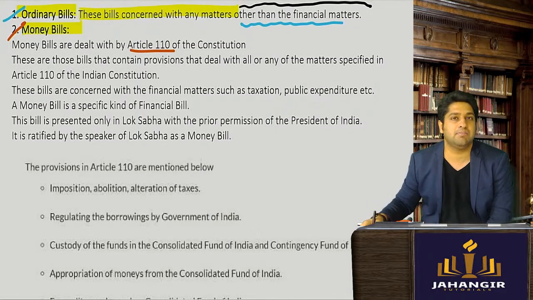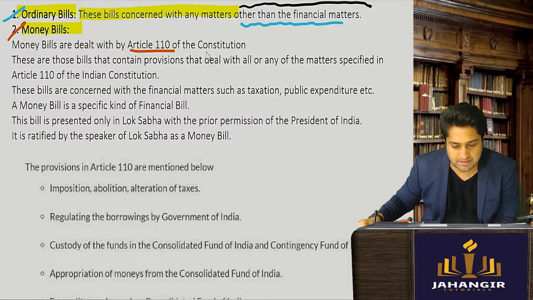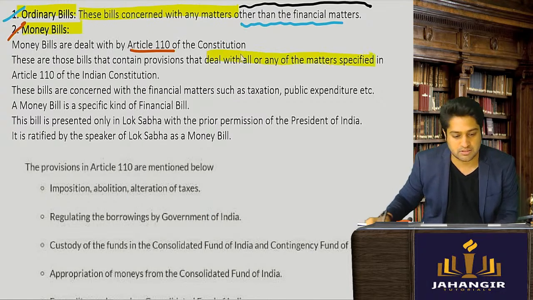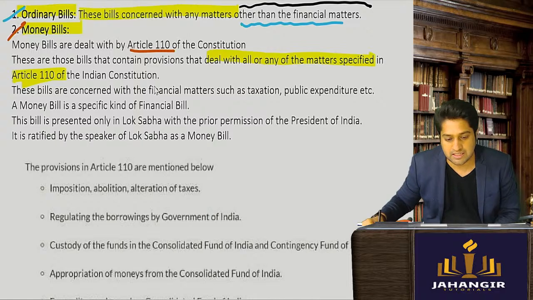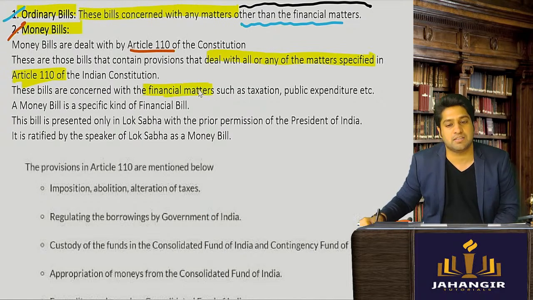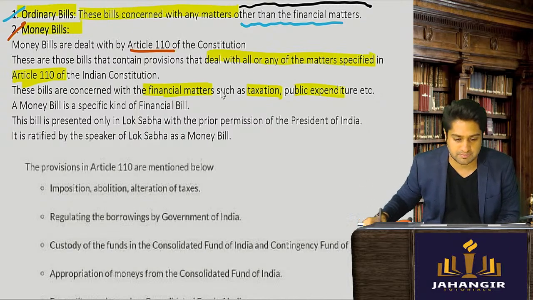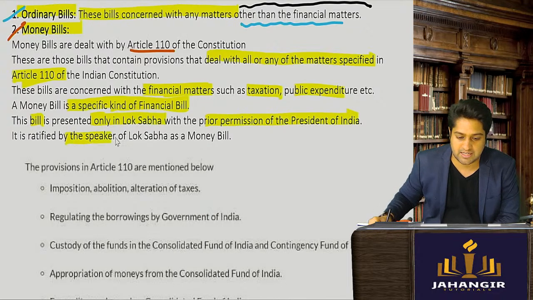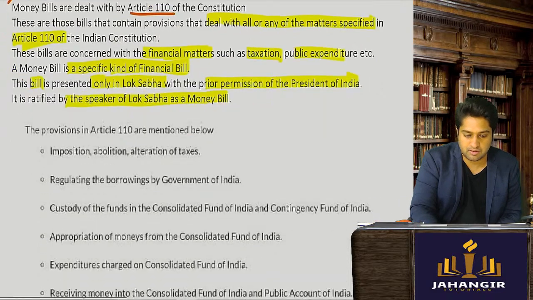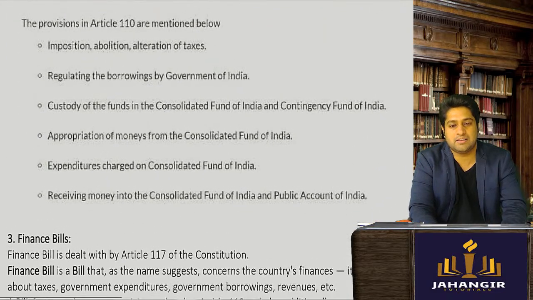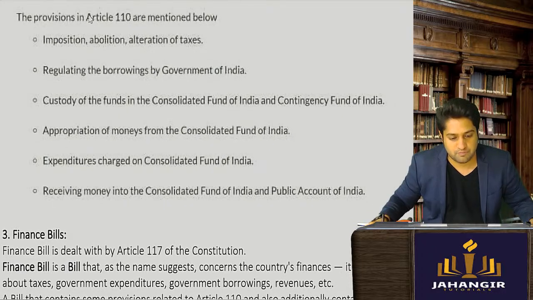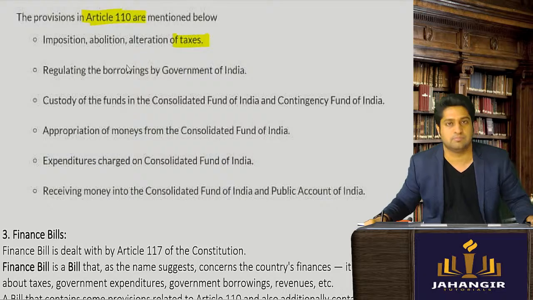Now, when I say money bill, what do I mean? Your money bill deals with any matter specified under Article 110. These are concerned with financial matters such as taxation. Money means what? Tax. Public expenditure is a specific kind of a financial bill. The bill is presented only in the Lok Sabha with the prior permission of the President. It is ratified by the Lok Sabha as a money bill. Now, what all are there in the money bill? Let's look. When I say money, what does it mean? Taxes and expenditure.